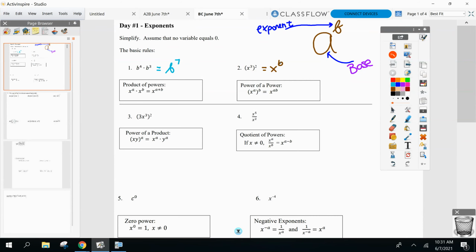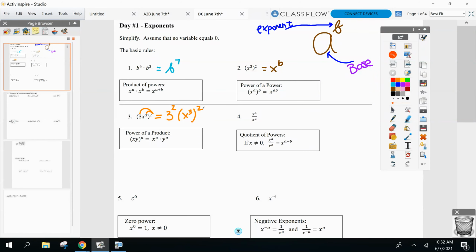3x to the third, all to the second. It's not called distributive property, but it looks like it. You take the exponent on the outside and you apply it. You raise it to everything on the inside. So I'm going to take this exponent of 2 on the outside, and I'm going to raise 3 to it. I'm going to raise x to the third to it. So I have 3 squared, and I have x to the third all squared. So let me write it all out for you. Here's what it looks like: 3 squared, x to the third all squared. Notice how I put the 2 on everything. And now clean it up for me.